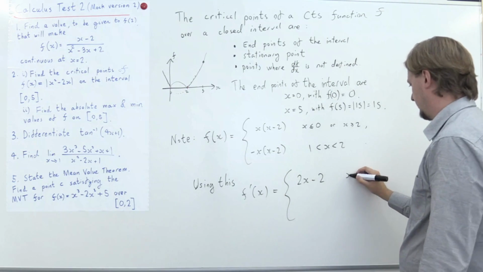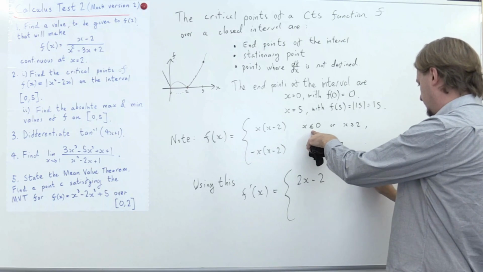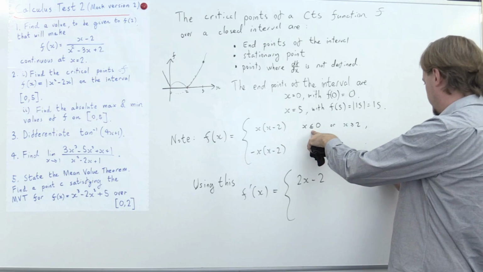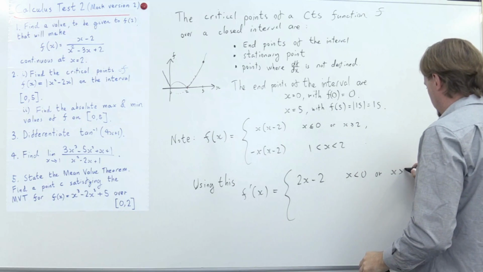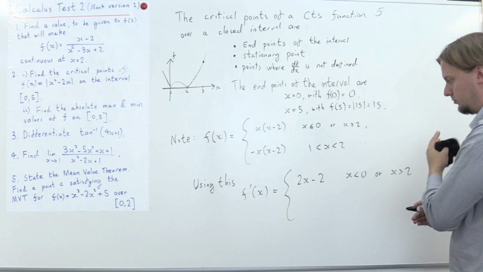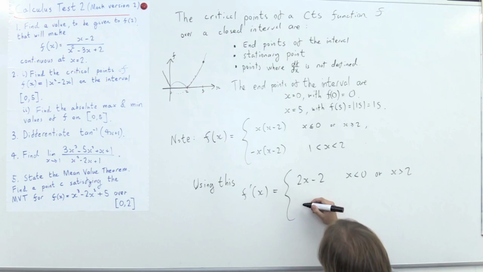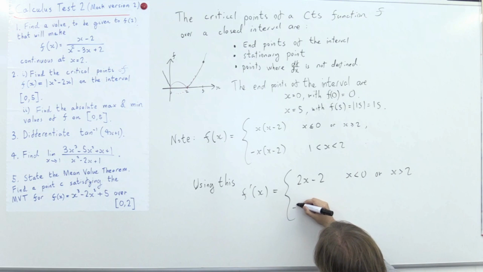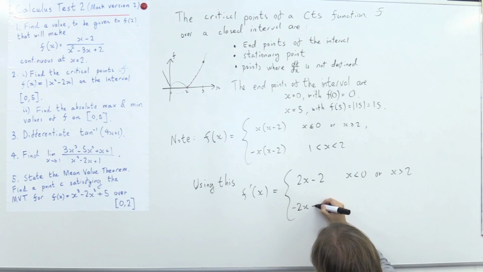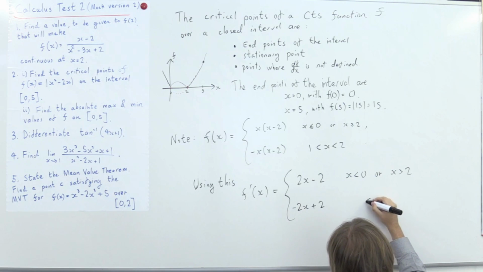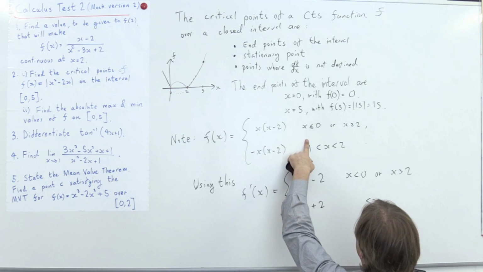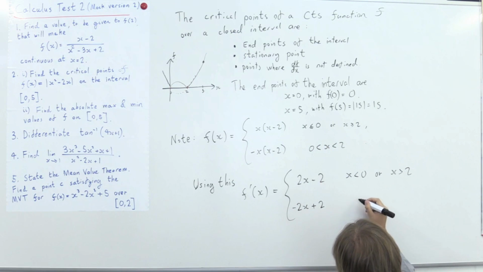And this is actually only true away from the 0, so strictly to that side of the 0, or strictly to this side of the 2. And the other one, well, if you take the derivative of this one, you'll find it's minus 2x plus 2. And that's strictly, where did that 1 come from?